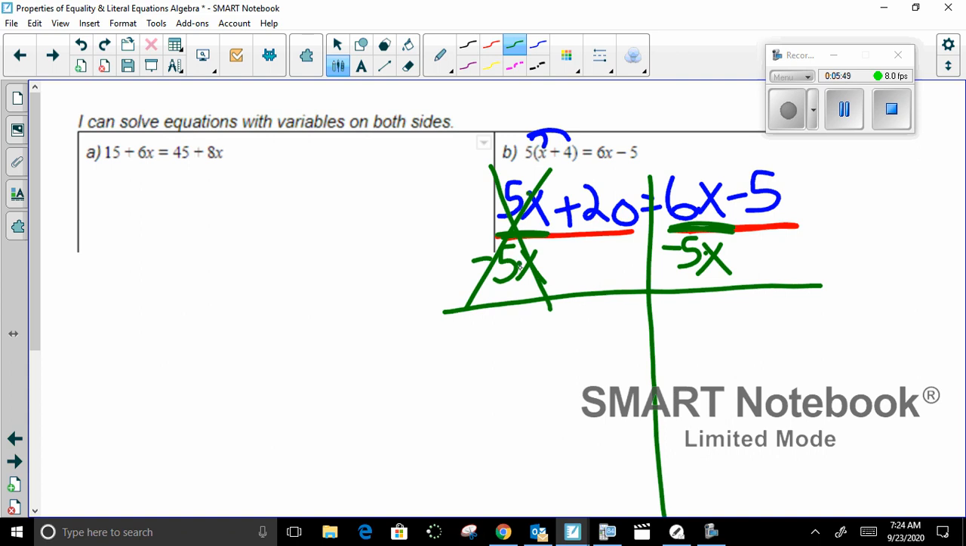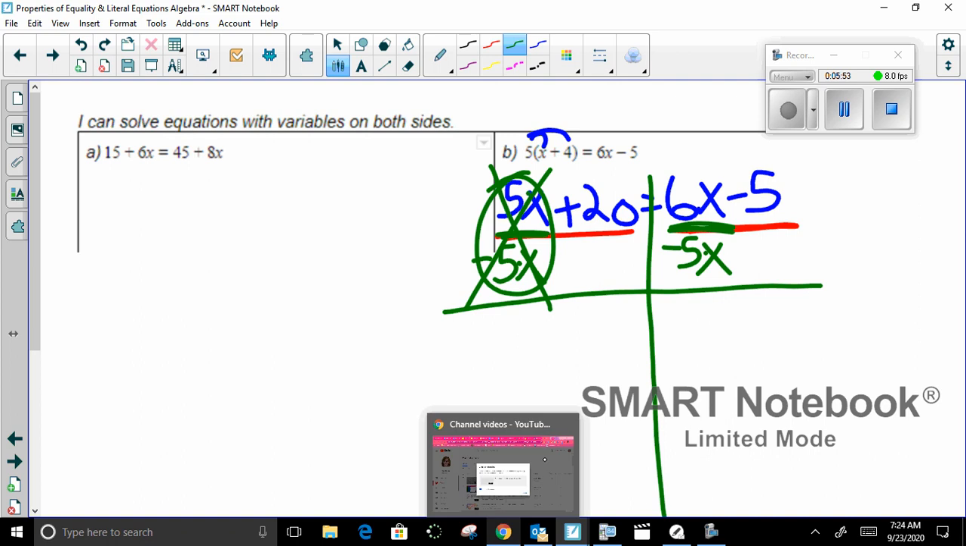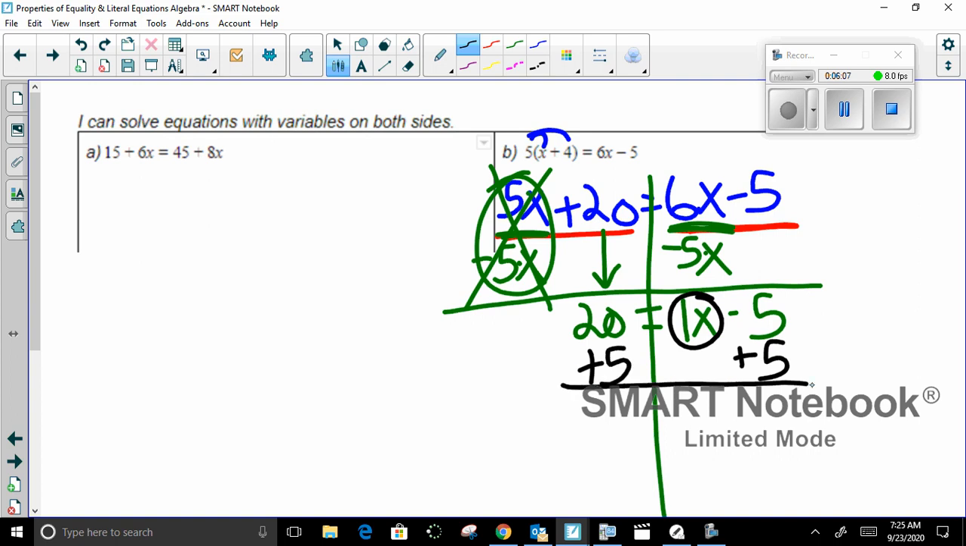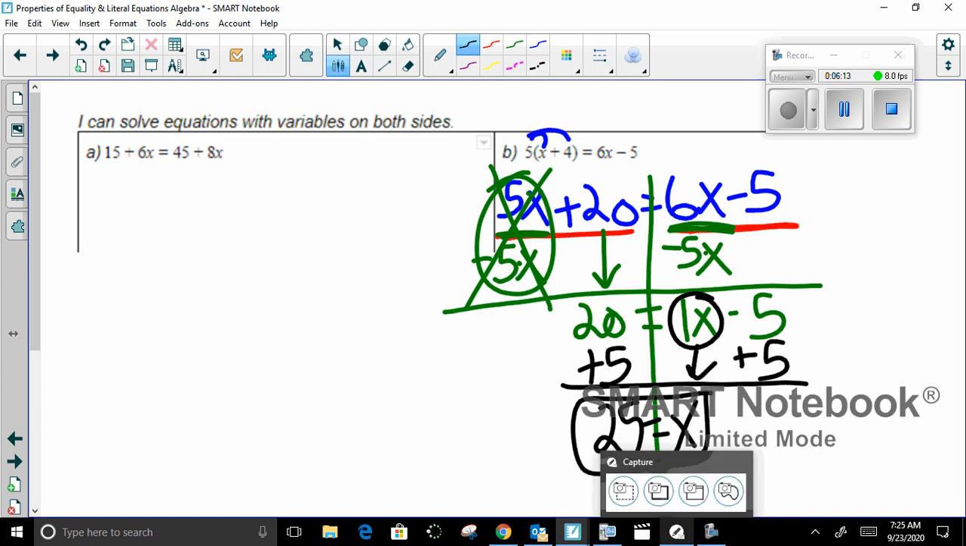Anything minus itself is 0. I don't need to put the 0. The whole thing goes away, even the x. So I'm just left with positive 20. 6x minus 5x is 1x. And now I want to solve for x. I can't touch x, so I get rid of minus 5. The opposite of minus 5, or the inverse, is plus 5. So 25 equals x. X is the same thing as 1x, so I don't necessarily have to put the 1 there.